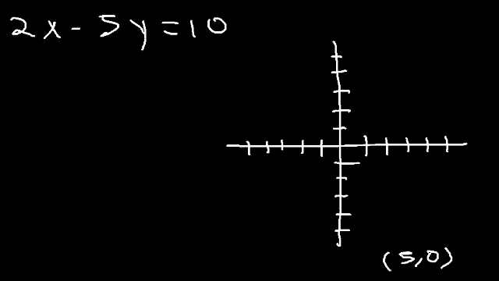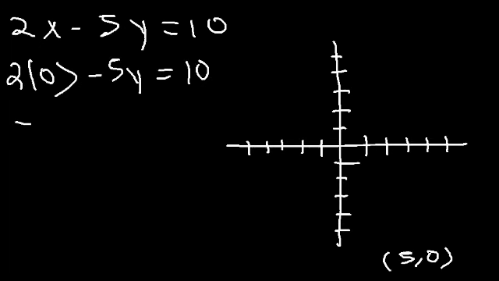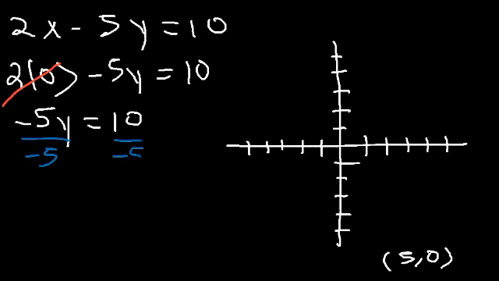Now let's find the y-intercept. So this time we're going to replace x with 0 and solve for y. So negative 5y is equal to 10. This part simply disappears. So now we've got to divide both sides by negative 5. So 10 divided by negative 5 is negative 2. So the y-intercept is 0, negative 2.